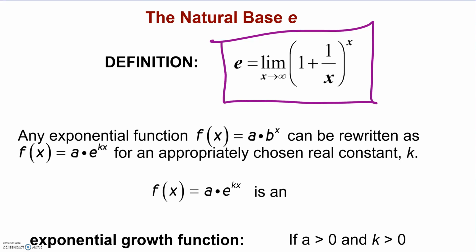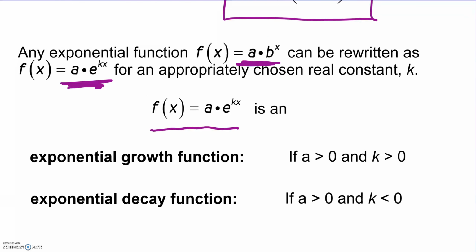So any exponential function that we've been studying here can also be rewritten in base e. It can be rewritten as f of x equals a times e to the kx if you find an appropriate value for that constant k. If you have f of x equals a times e to the kx, it will be an exponential growth function if a and k are both greater than 0. It'll be an exponential decay if a and k are both less than 0.